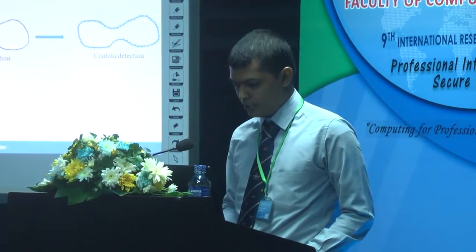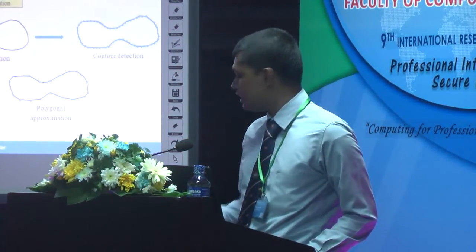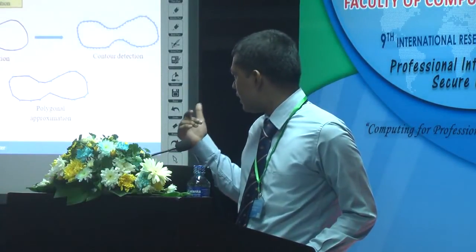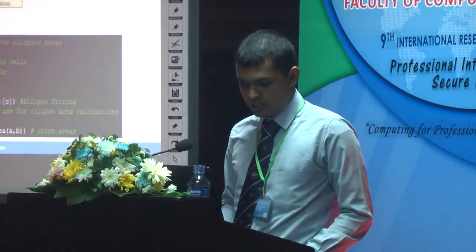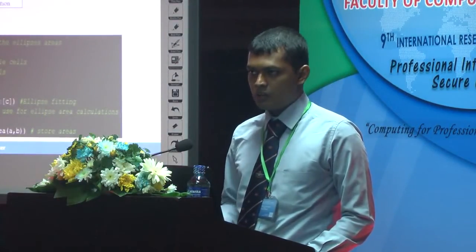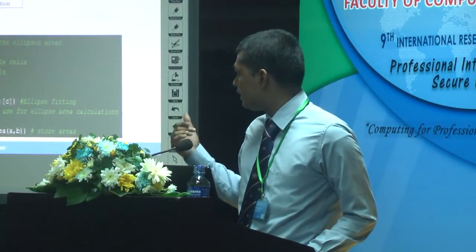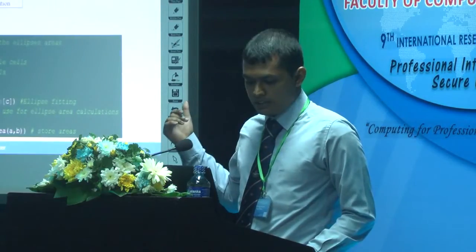Before that, we have to reduce these contour points, so we apply polygon approximation. After polygon approximation, we have the approximated shape of the cell and a smaller number of contour points. Then ellipse fitting. If you wonder how to count the cells, this is the basic core part of the algorithm.